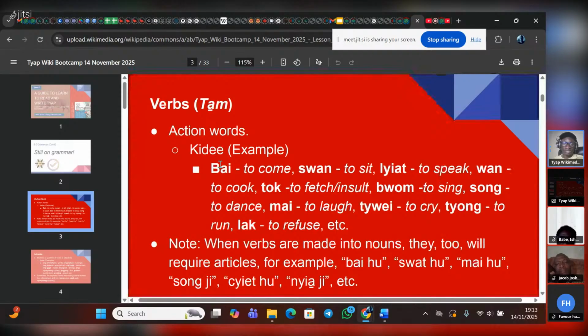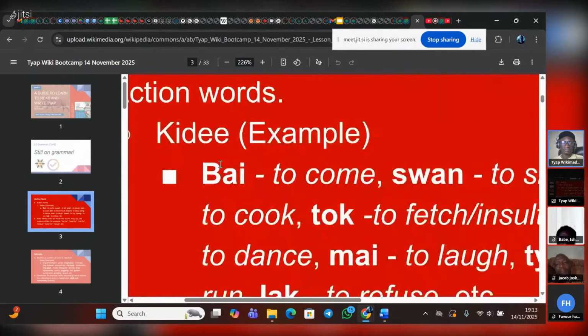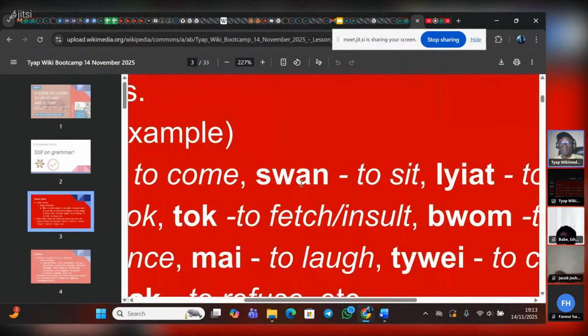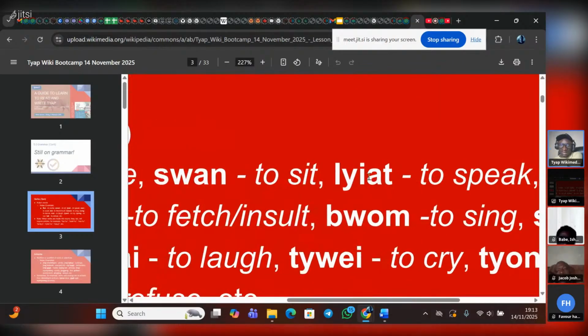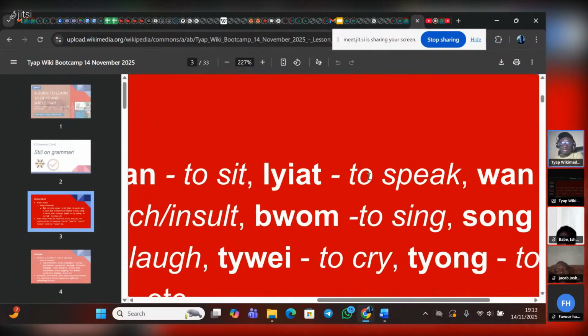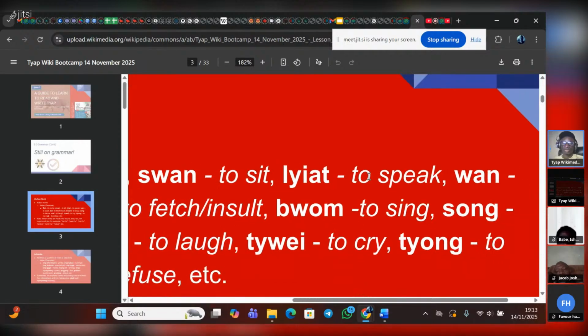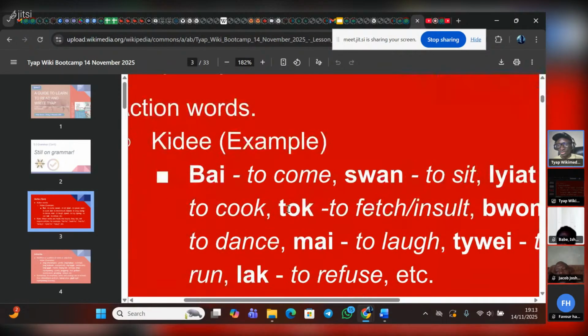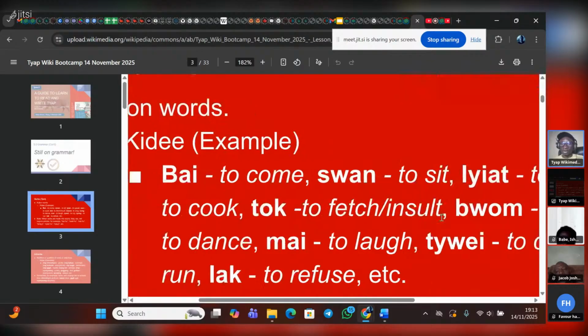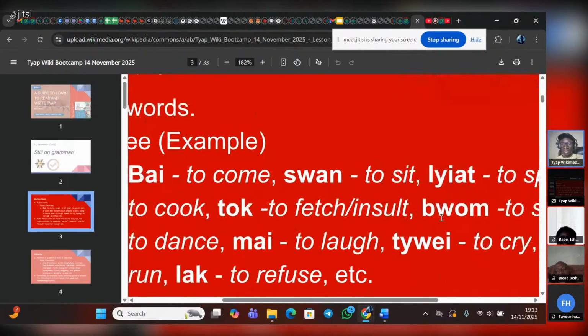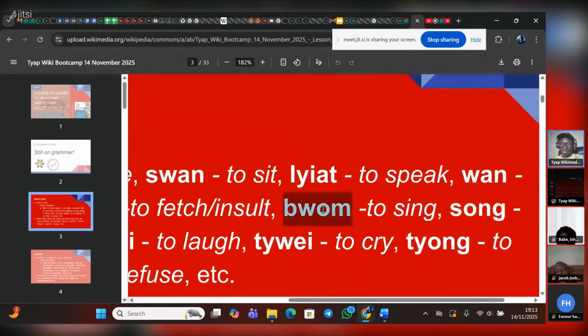By means to come, and then we have swan. Swan means to sit, and then we have liat. Liat means to speak. We have won, which means to cook. Talk means to fetch or to insult or to abuse. And then we have bom. Bom means to sing.